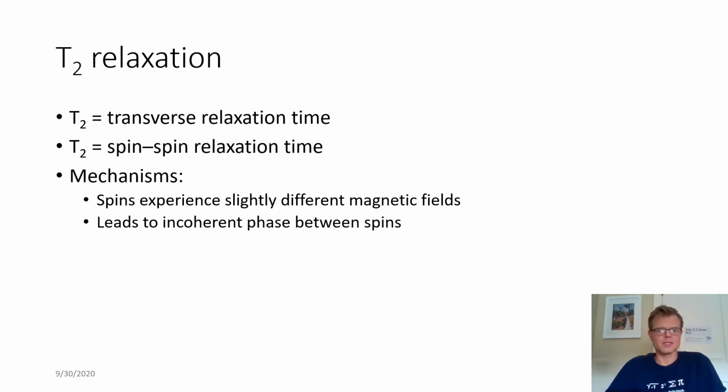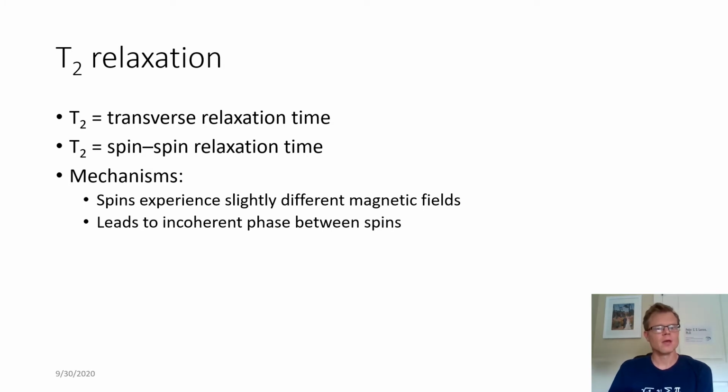The name that I prefer for this is the transverse relaxation time. This is because T2 is acting on the XY, or the transverse component of the net magnetization. But this is also commonly referred to as the spin-spin relaxation time, and I'll briefly discuss why that term is used.